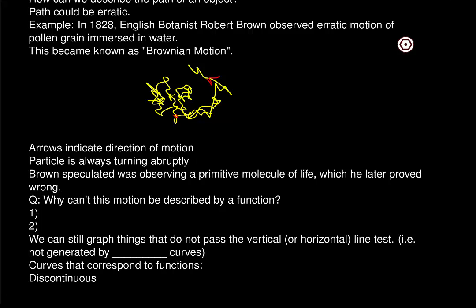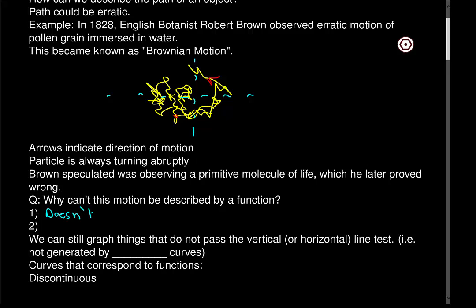And really, there are two reasons. First of all, if we were to draw some type of horizontal or vertical line, what we would see is that this path crosses these lines multiple times. So we could say, why can't it be described as a function? Well, it doesn't pass the vertical line test. So that would be one reason.